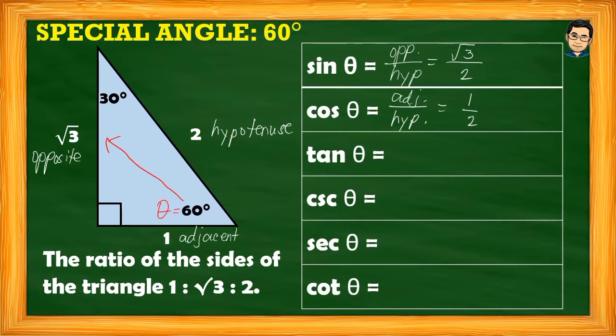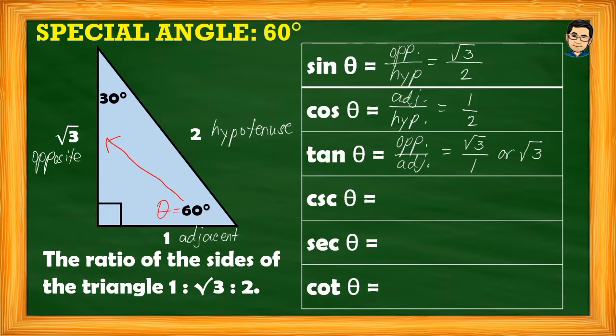Next, tangent. That is opposite over adjacent. Okay, so opposite is square root of 3. And then adjacent is 1. So square root of 3 over 1, that is simply square root of 3.